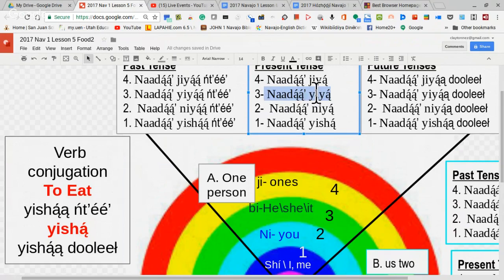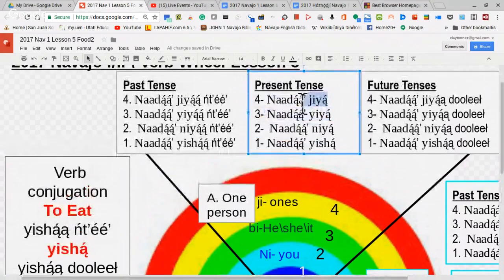So this is what I call present tense. Polite form, na da jiya. Present tense, what does that mean? It's occurring. All these verbs are occurring right now. The action is going on right now. Yisha means right now I'm eating. Niya means you're eating right now. Yiya means Sally's eating right now. And then jiya is he or she's eating in a polite way right now.